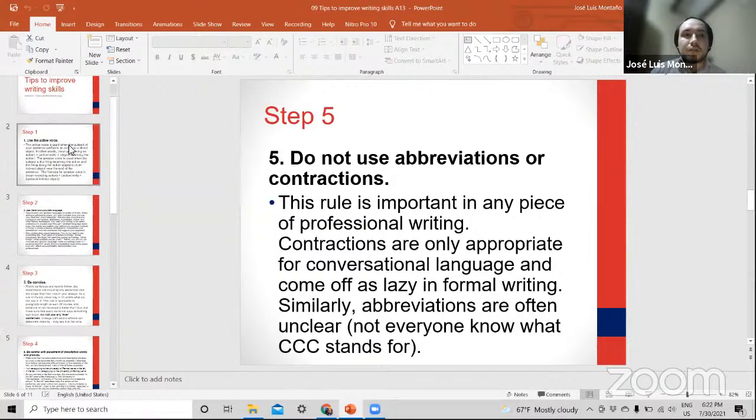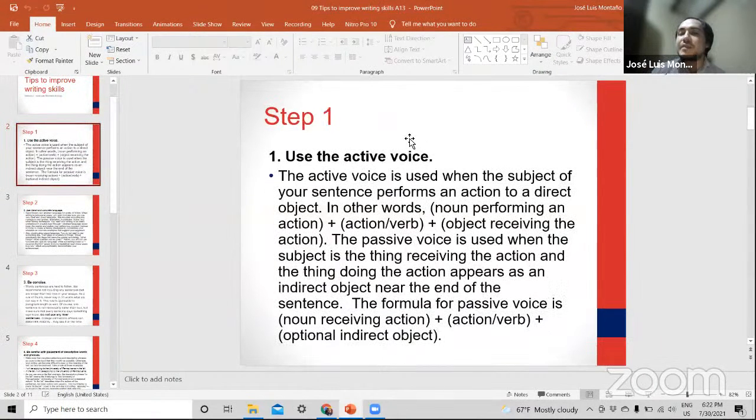We already covered the first steps, right? Use active voice, the usage of active voice. Many times, I'm saying this again, passive voice is more formal, but in the case of persuasive essays, it's good to use active voice because it's stronger. We covered this, we know this.